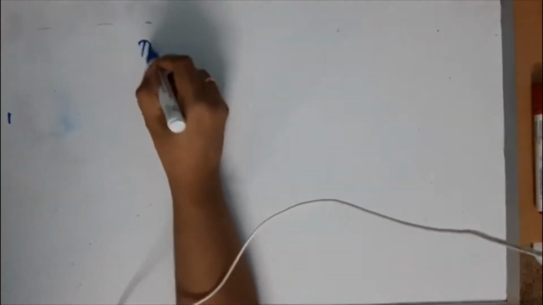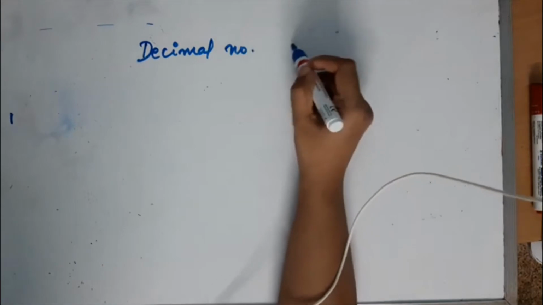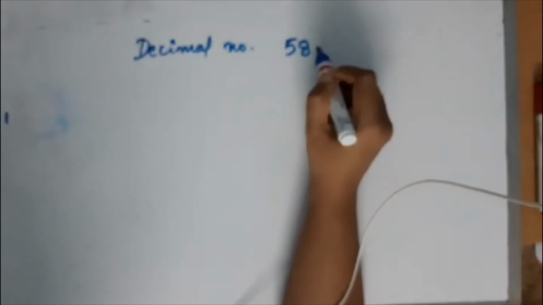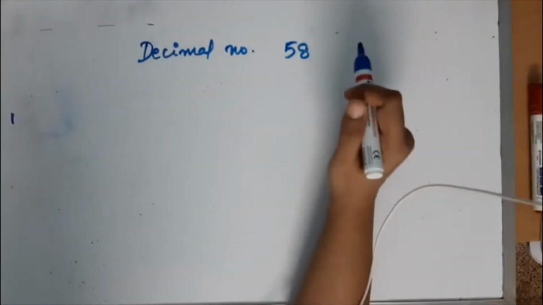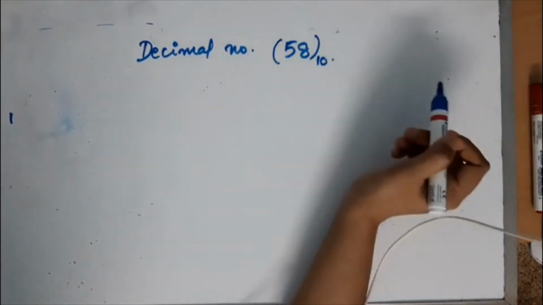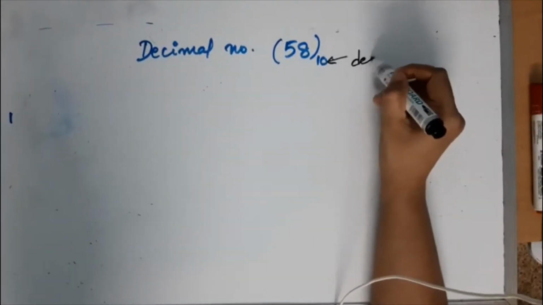So first of all, we all know about decimal numbers. Suppose you have a decimal number, say 58. How do you notate that this is a decimal number? We notate it as 58 to the base 10. So when you see this base 10, that means it is decimal.